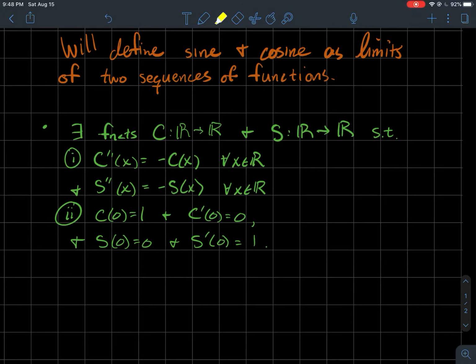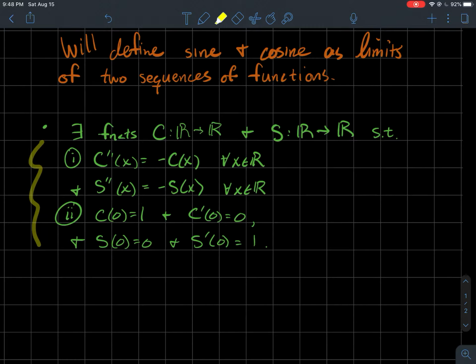And then at the very end, we're just trying to say that, think about when you plug 0 into cosine, it spits out 1. And when you plug 0 into sine, it spits out 0. Similarly, when you plug 0 into the derivative of cosine, well, that's minus sine, so that would be 0. And when you plug 0 into the derivative of sine, that would be cosine, so cosine of 0 would be 1. So again, this is just trying to say that these are going to be the sine and cosine that you know and love from calculus.